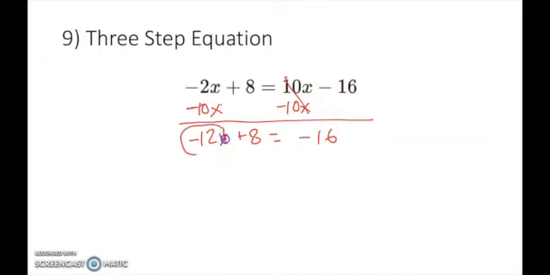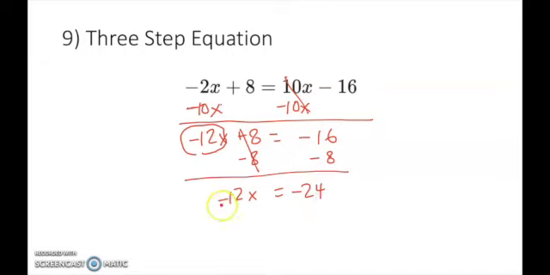Now again, we have to get rid of all terms that are besides this negative 12x on the same side of the equal sign. So let's subtract 8 from both sides. That leaves us with negative 12x on the left side. This cancels. And negative 16 minus 8 is equal to negative 24. Finally, we have our last step. Let's divide both sides by negative 12 because it's attached by multiplication to x. That cancels to become 1x is equal to negative 24 divided by negative 12. That's going to be a positive number, and that number is 2.